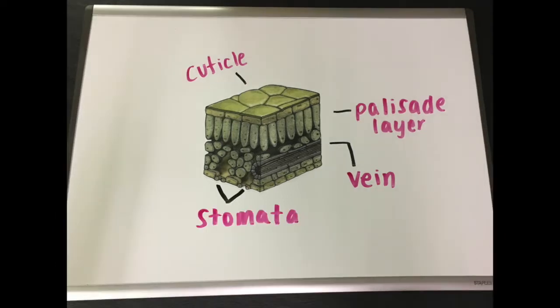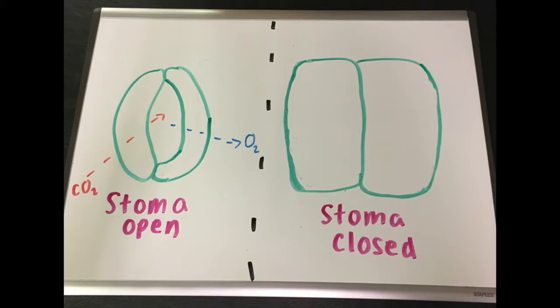On the bottom of the leaf, there are openings called stomata. Stomata open and close to allow the exchange of gases like oxygen and carbon dioxide. When they are open, carbon dioxide rushes in and oxygen goes out.